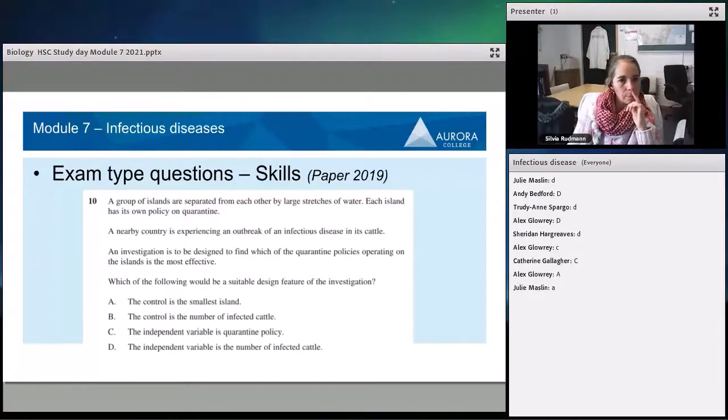So, first one. This is related to islands that are separated in different positions in the sea. They have different policies of quarantine, and then a nearby country, this is very relevant, has an infectious disease in its stock. They created an investigation to see which of the policies is going to be most effective. Which one is a suitable design feature of the investigation? The control is the smaller island, the control is the number of infected cattle, the independent variable is a quarantine policy, the independent variable is the number of infected cattle. Answers?